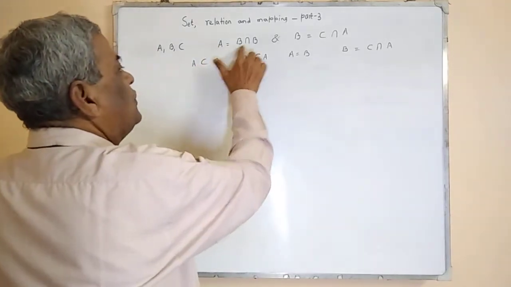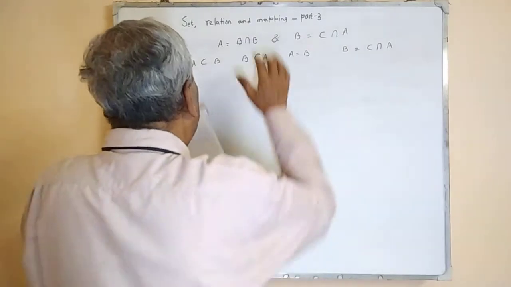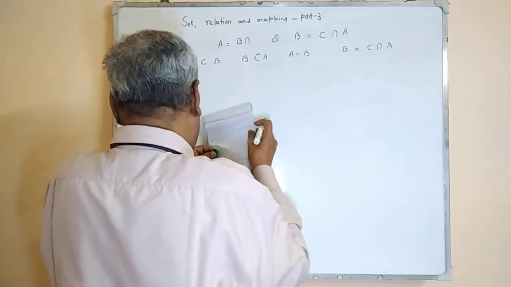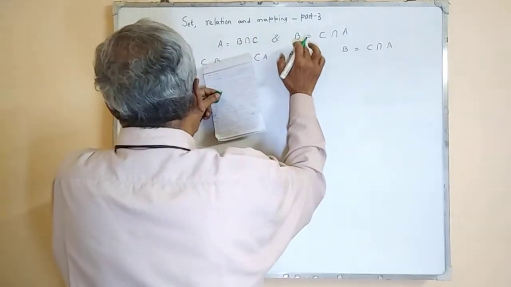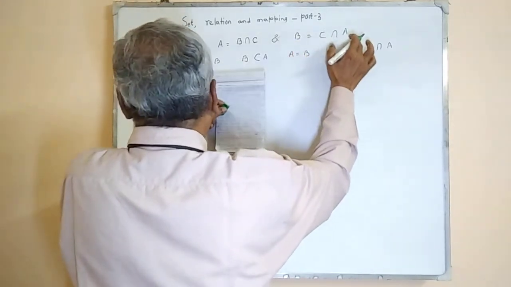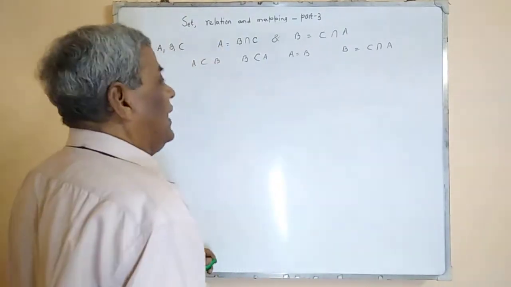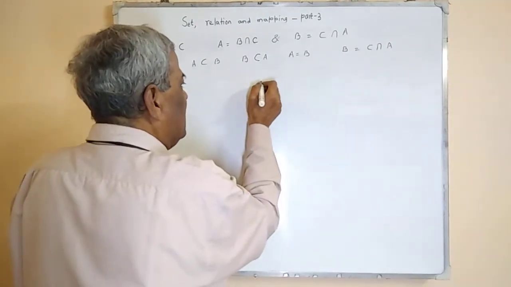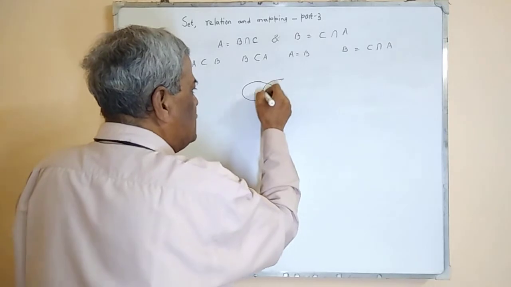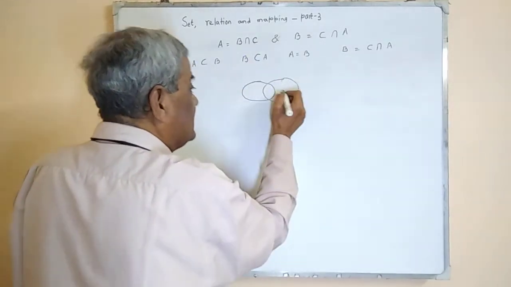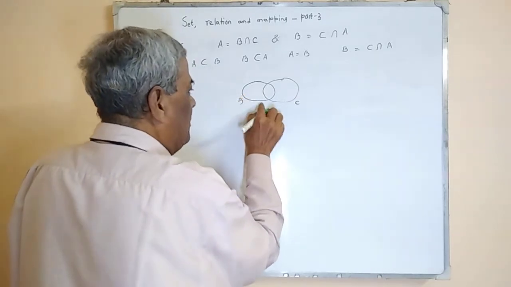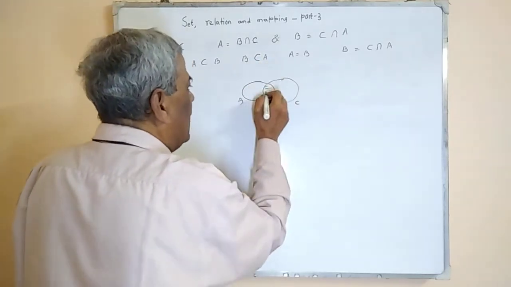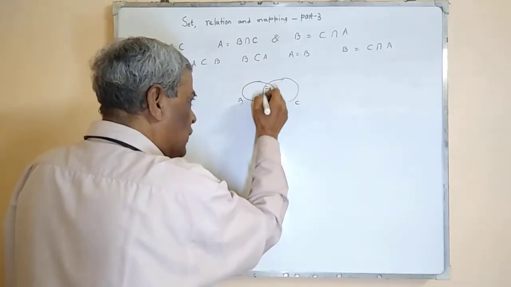Given that A is equal to B meet C and B is equal to C meet A. Now, given that A is equal to B intersection C, suppose this is B set and this is A set. This is C set. This is B set. B intersection C is that part. So it is our A. A set is within that.